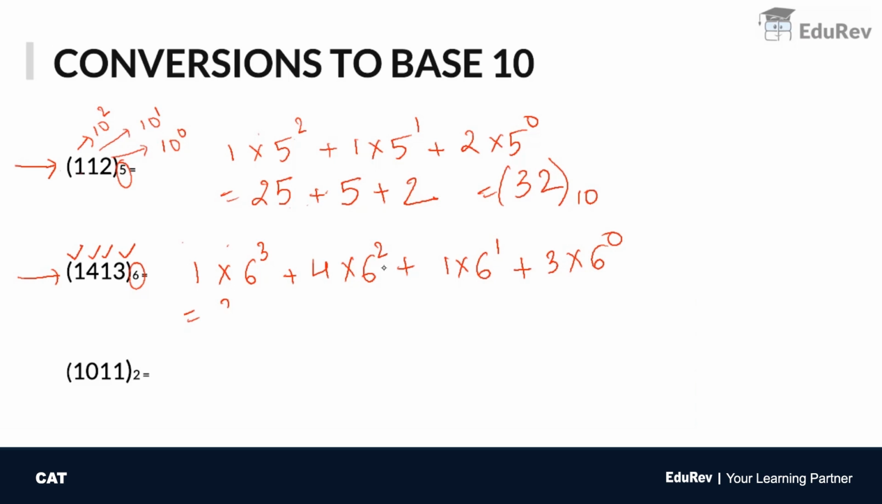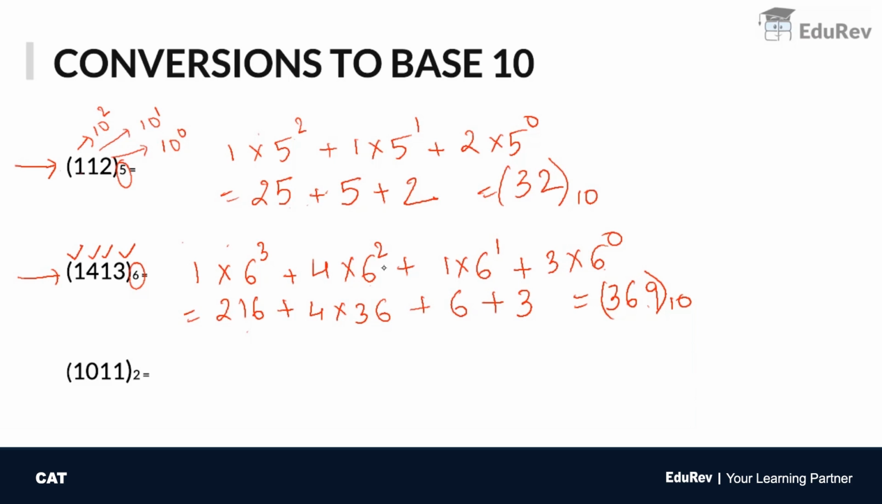So this will be 6 cube, 216. This will be 4 into 36. This will be 1 into 6 is 6 and this will be 3. So this will be 216 plus 144 plus 6 plus 3. If I add all these numbers, it will come out to be 369. So this is 369 to the base 10. So 1413 to the base 6 is 369 to the base 10.